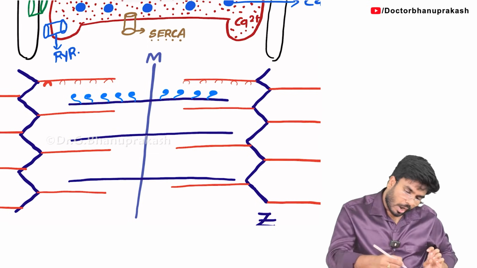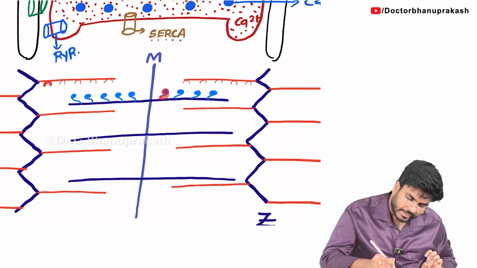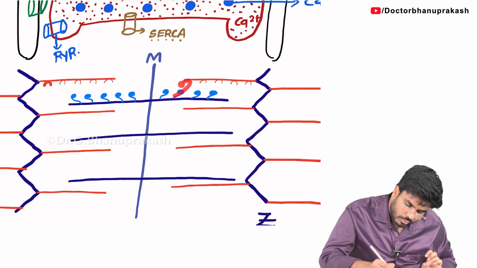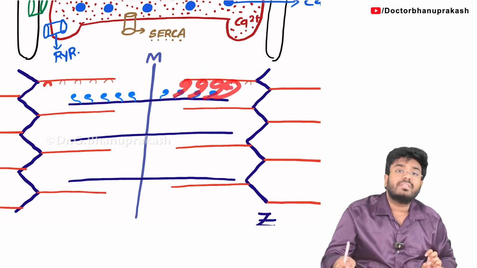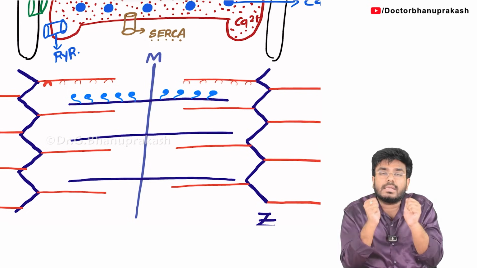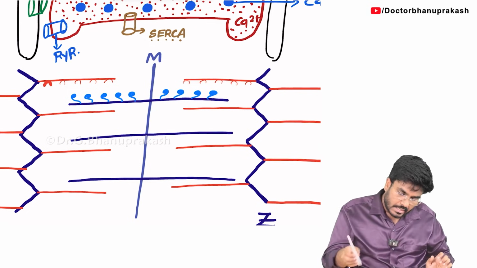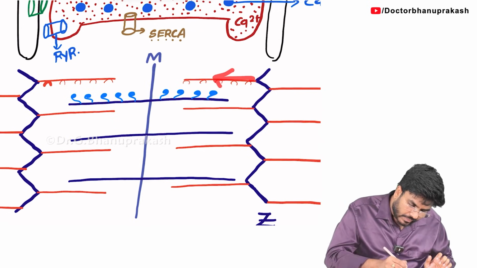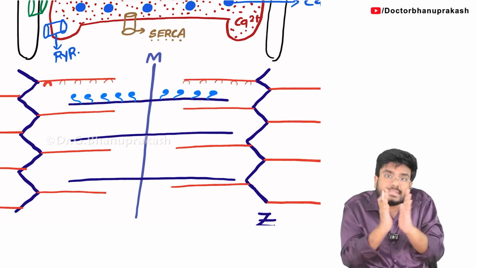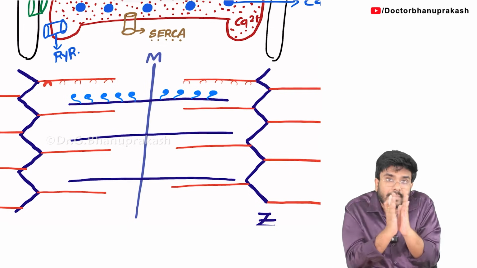So myosin heads are there. Now always, these myosin heads want to go and bind with active sites. They will go and bind with the active sites, and they will try to pull the actin filaments. Now tell me, whenever they are trying to pull these actin filaments, the actin filaments will come towards the center. They will try to come towards the M line.